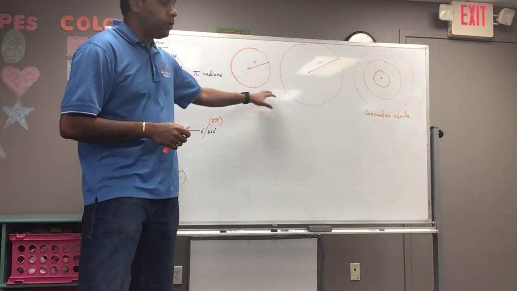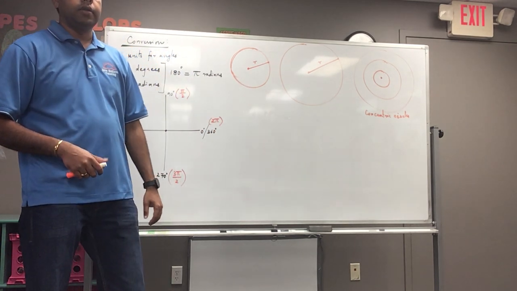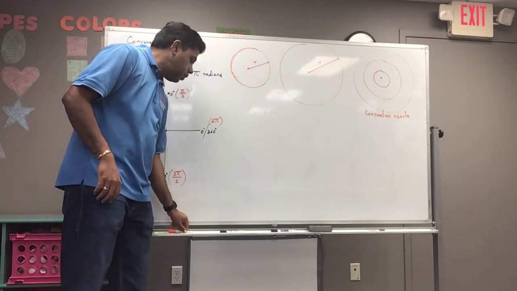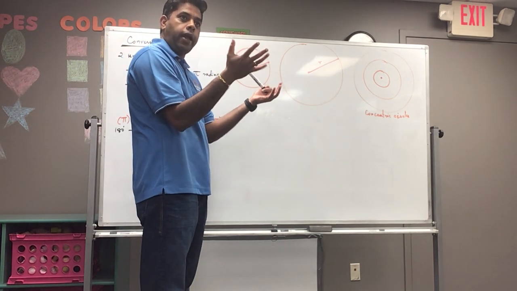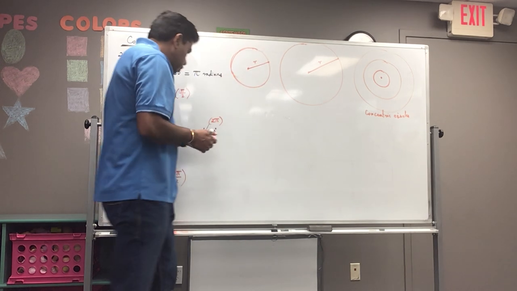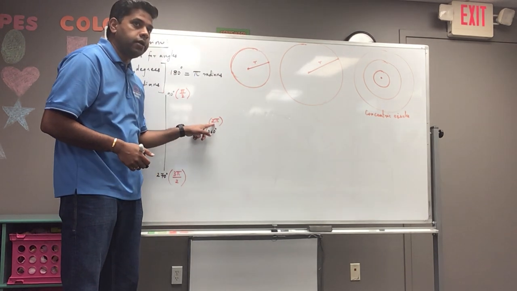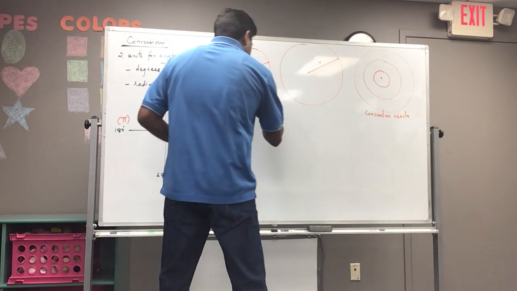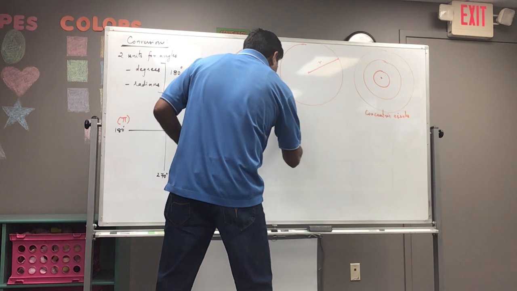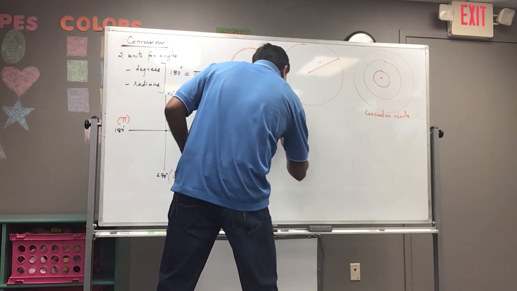But how about these two? It's a simple question. 360 degrees. Yeah, good. Both have 360 degrees, right? Circle, small or big, the angle is 360. So what is that in radians? 2 pi, right? So, look at the formula for circumference: 2 pi r.